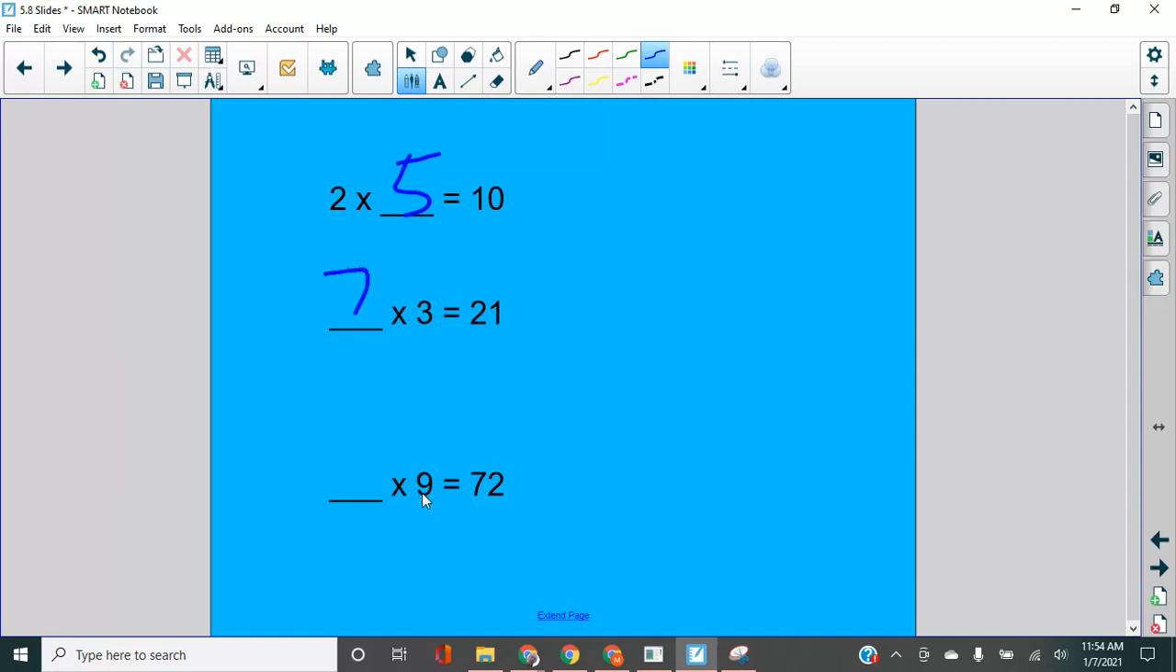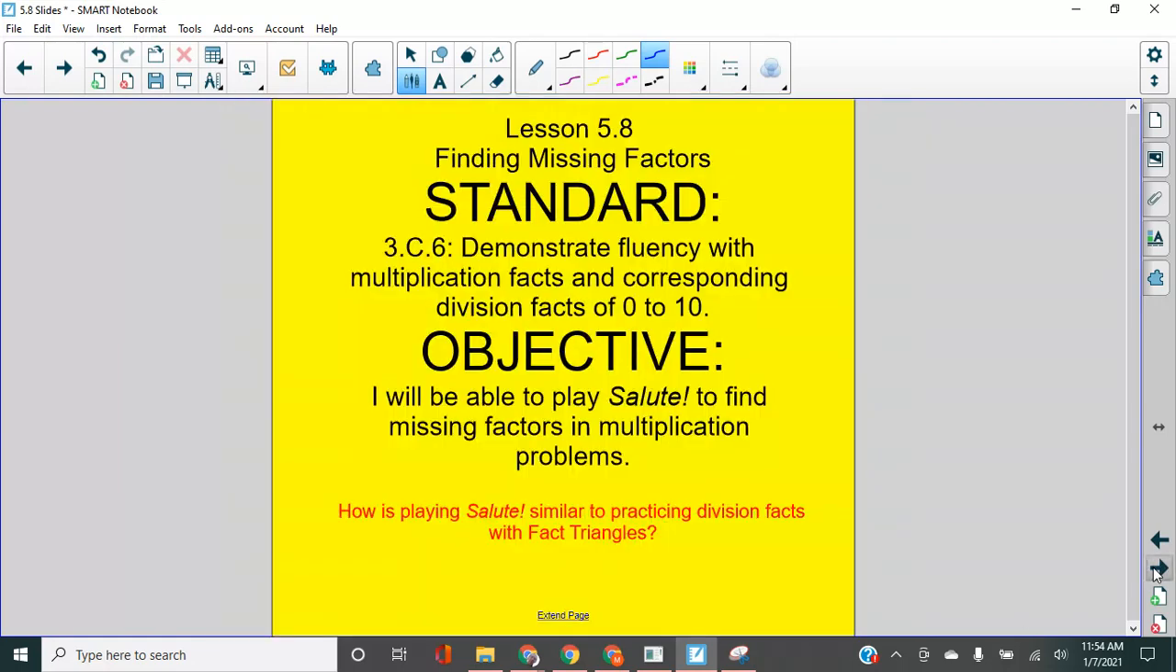And all right, the 9s here. How many 9s would we need to get to 72? You can use that trick on your fingers. Try to find 72. What would go here? 8 would go here. 8 times 9 equals 72. So our goal here, right, we're working on these multiplication and the corresponding division facts, right? We're kind of introducing that just a little bit and thinking about the missing factors.